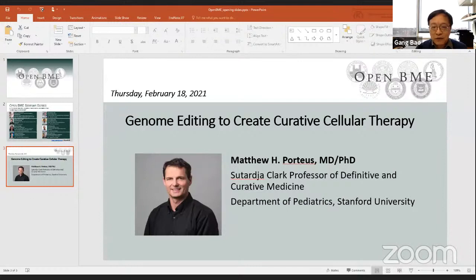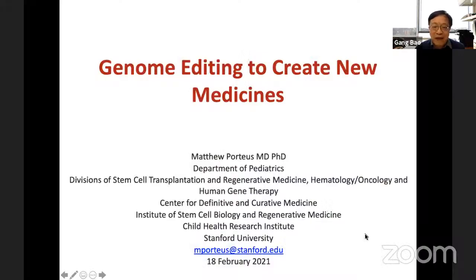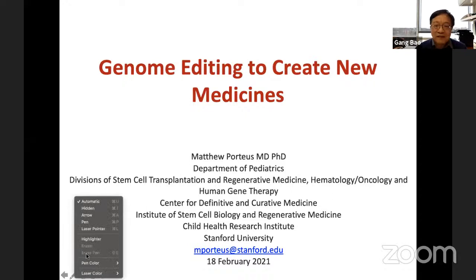Matt is a Sutaja Clerk Professor of Definitive and Curative Medicine in the Department of Pediatrics at Stanford. Matt received his undergraduate degree in history and science from Harvard and his MD PhD degrees from Stanford. His postdoc work with David Baltimore, Nobel laureate at MIT and Caltech, focused on developing homologous recombination as a strategy to correct disease-causing mutations, including the AT mutation that causes sickle cell disease. Matt was a faculty member at UT Southwestern, our neighbor, for 7 years before returning to Stanford in 2010.